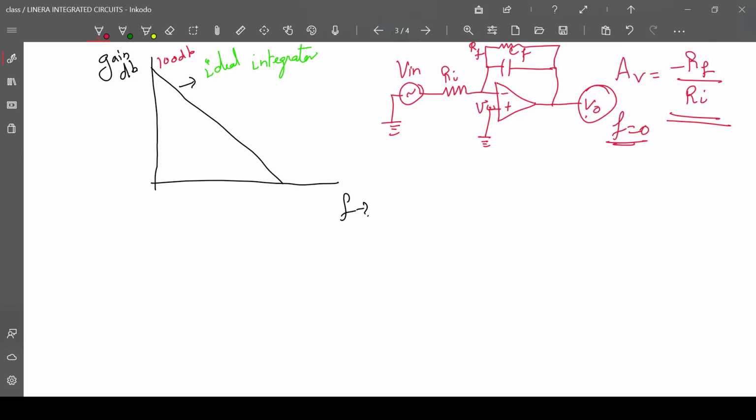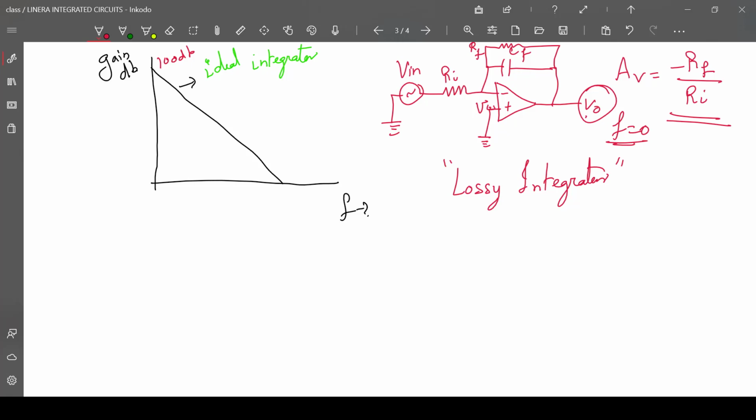Okay, so in a practical integrator, we use a feedback resistance in parallel with the feedback capacitor to avoid the saturation effect happening in the integrator circuit due to the frequency variation. And also, it is advisable to operate the integrator circuit at higher frequency compared to other circuits. This practical integrator is also called a lossy integrator circuit.